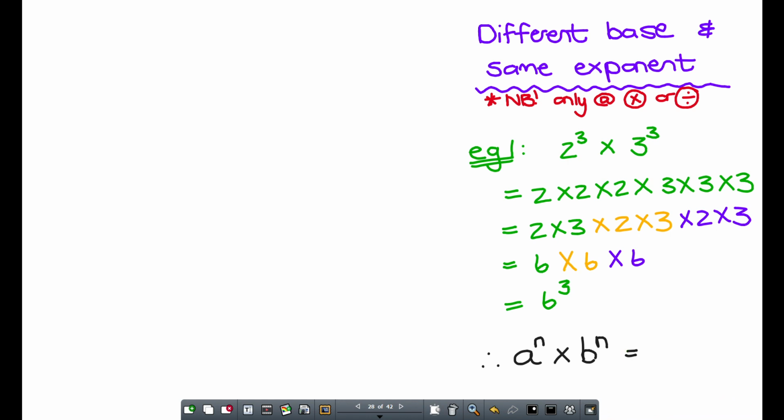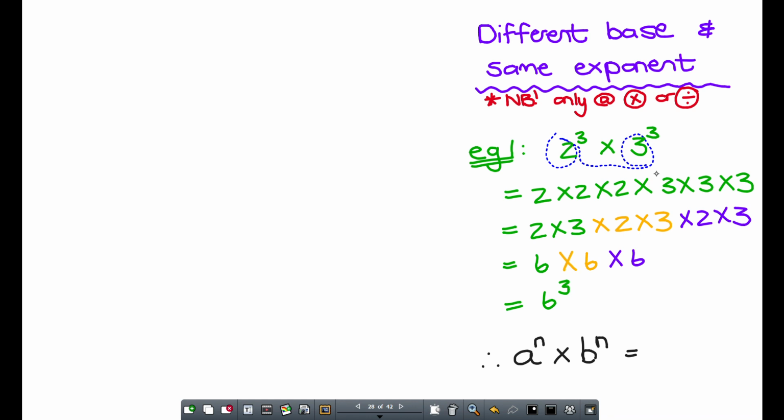Okay, but obviously we don't want to use that long method. Look at what we ended with, 6 to the power of 3, and look at what we started with: 2 to the power of 3 times 3 to the power of 3. Can you see that they both have the power of 3? And how do you think we got to that 6? We said 2 times 3.